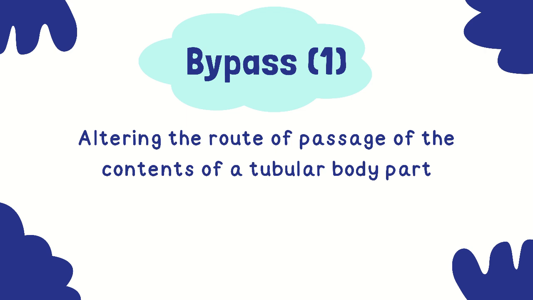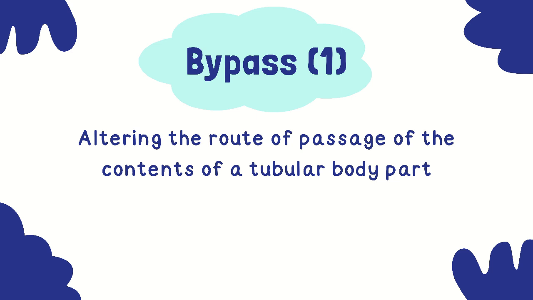So you may have heard of a femoral popliteal bypass procedure that reroutes blood around the blocked areas of the femoral artery to the popliteal artery, which is in the knee. Other types of bypass procedures reroute contents to an abnormal route and different body parts. For example, excess cerebrospinal fluid from the spinal cavity may be rerouted to the atrium of the heart.